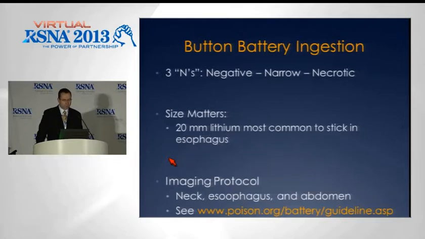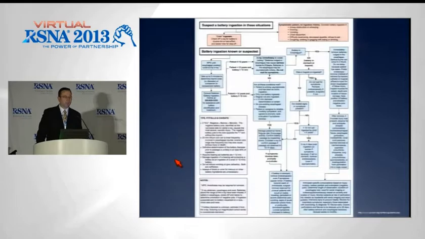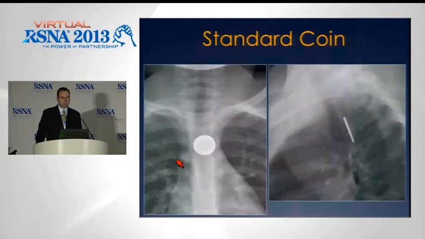And then the imaging protocol. You're going to image the esophagus, you're going to image the abdomen, but don't forget to image the neck, so that you don't miss one stuck in the nasopharynx. And then finally, it is worth your while to spend a moment on www.poison.org/battery. They have a spectacular flowchart of what to do. And we're not going to go through each and every step, but know that it'll categorize it by age, by size, by type of battery, whether or not they ingested a magnet, and give you what the imaging protocol should be. It really is worth your while to read.